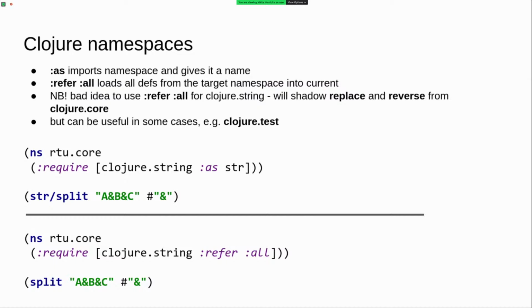Now, there is one more hack. This first example is the same as on the previous slide. But the second example demonstrates how we can bring all the functions from the imported namespace into our namespace using the refer :all keywords. In this case, you can see that we don't need to specify the namespace at all when we call this function.